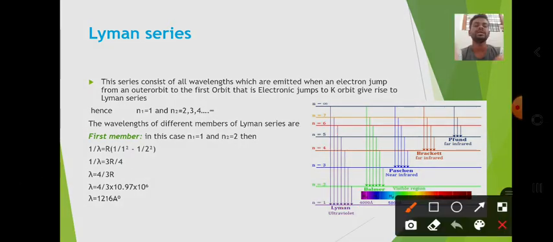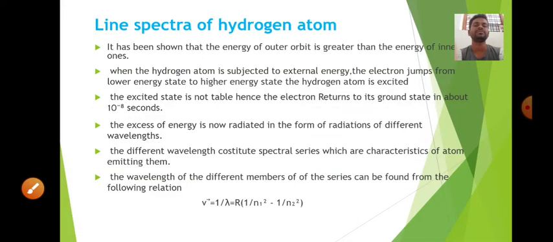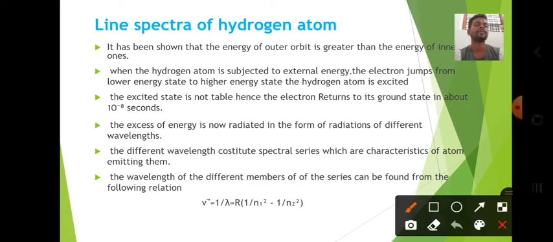See here, there is an equation, which I have just shown. By using that relation only we calculate. And here n1 and n2 are two integers, these two are integers only, right? And see here the previous formula. What is the previous formula? It is nu bar, equal to 1 by lambda, equal to R into (1 by n1 square minus 1 by n2 square).